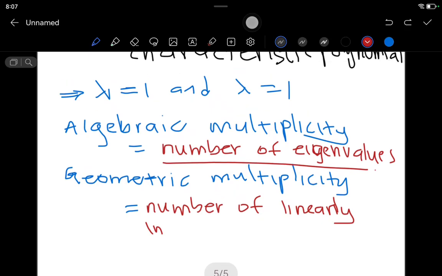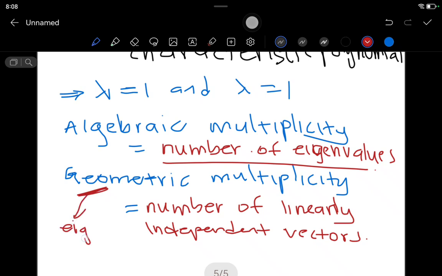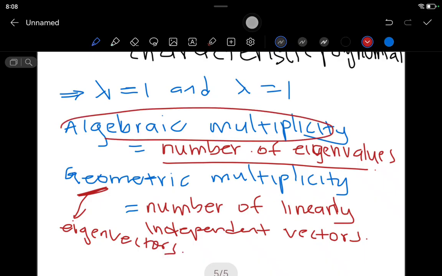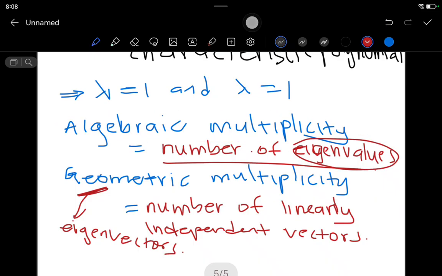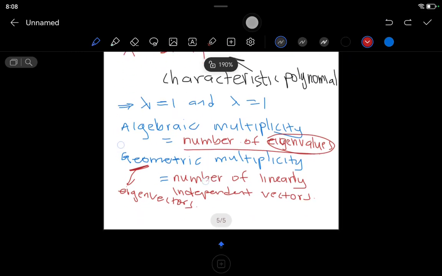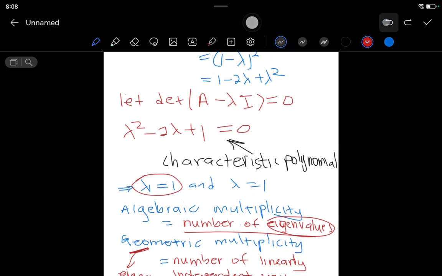So this one, the number of linearly independent vectors. So meaning that here we're looking at eigenvectors. So you should know this. Algebraic, you look at eigenvalues. Geometric, you look at eigenvectors. Now this tells us that here we have two which are repeating, the same thing which is repeating, right? It means that the algebraic multiplicity is 2.